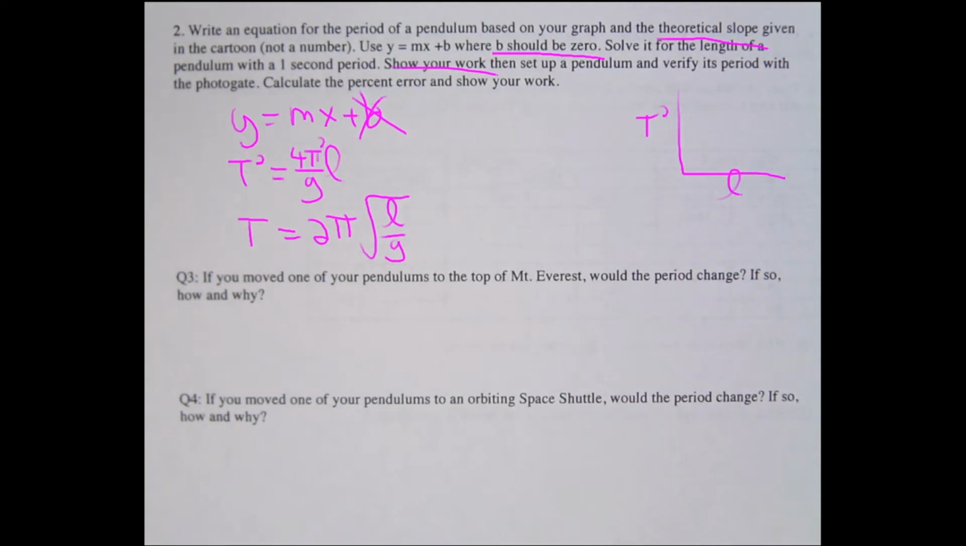Now this is a simple pendulum. We're assuming that the amplitude doesn't affect the period. We're keeping the angle low. And again, we'll discuss why we can do that later.